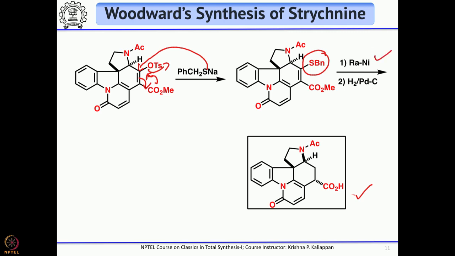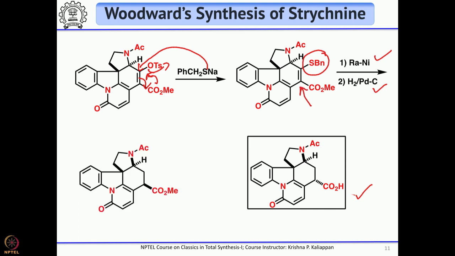Now the SPh and the double bond can be reduced under hydrogenolysis conditions. First, Raney nickel will remove the SPh, then simple hydrogen and palladium on carbon will reduce the alpha beta unsaturated ester to give this compound. If you look at this closely, you have made 1, 2, 3, 4, 5 rings. Now, you have to connect this ester to the amine.